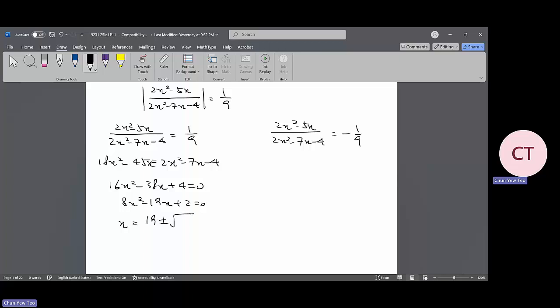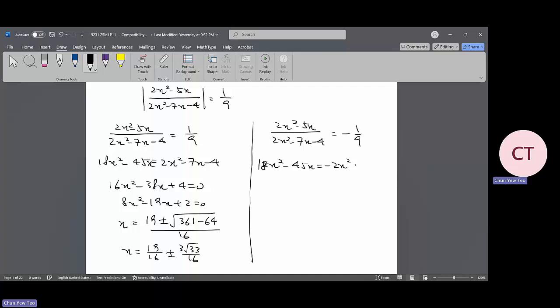Negative b plus minus the square root of b squared minus 4ac, divided by 2a. So we will have x equal to 19/16 plus minus 3 square root of 33/16. Same thing happened over here. So we have 2x squared minus 45x equal to negative 2x squared, this one 18, then minus 7x minus 4, plus and plus.